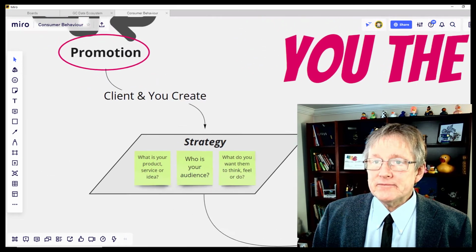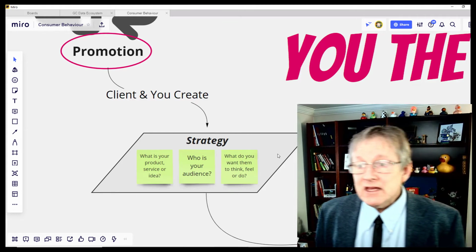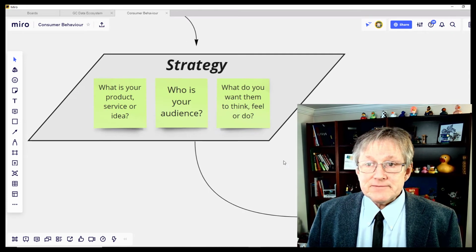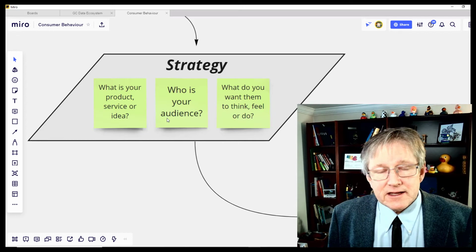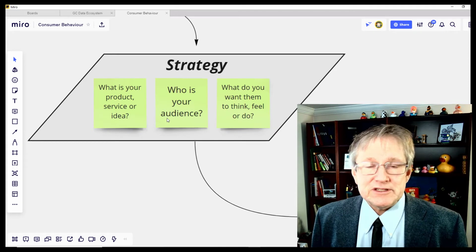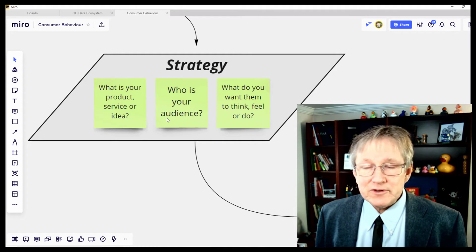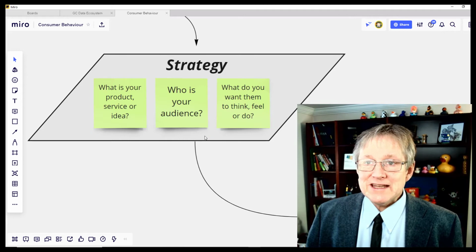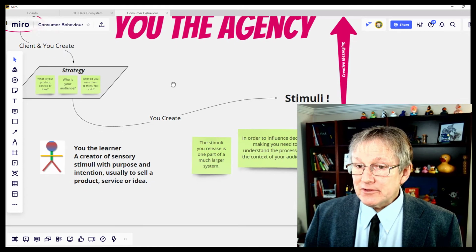And you and the client, sometimes the client just has it. Sometimes you're hired to help create it. It's a strategy, something called a strategy, which really has to answer three questions. What is your product, service, or idea? What is it? Who's your audience? And what do you want them to think, feel, or do as it relates to your product? It might be something as simple as, yes, buy this brand of gum next time you want gum. Or it might be more of a feeling and more of a brand awareness type of thing. Whatever it is, it's important that you have those questions answered, whether the client has them already answered or whether you have to help the client create them.